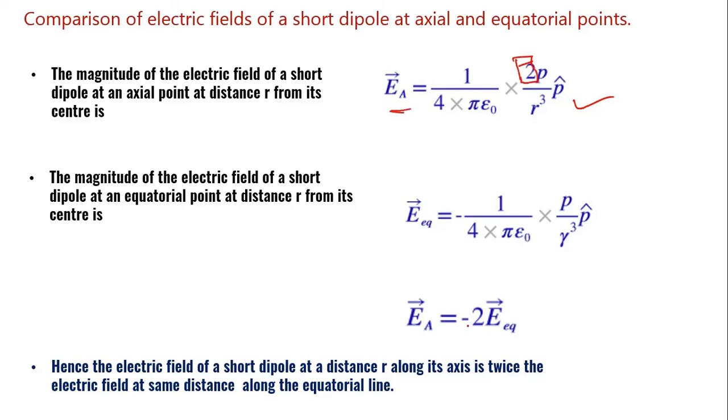So E axial is equal to negative of twice E equatorial. That is, the electric field of a short dipole at a distance R along its axis is twice the electric field at the same distance along the equatorial line. That means if the point of observation is at a distance R on the axial line as well as at a distance R at an equatorial point, then E axial will be equal to negative twice of E equatorial.